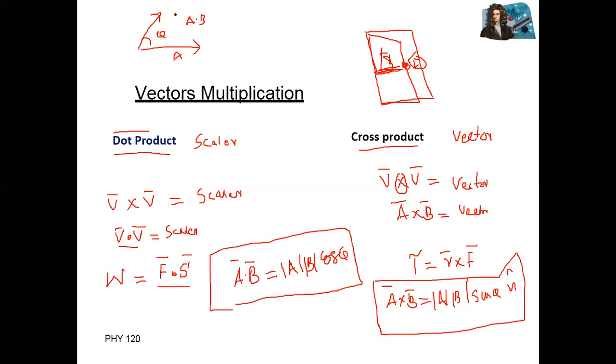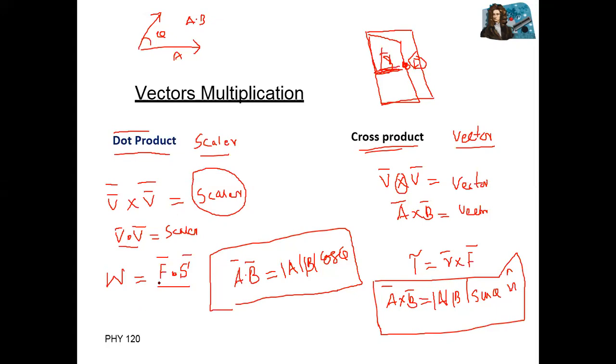Today's topic is multiplication of vectors. When you multiply two vectors, there are two types of multiplication. One is dot product, or we can say scalar product, two names. The other is cross product, or we can say vector product. Dot product or scalar product is a type of product when two vectors multiply, vector number one multiplied with vector number two, and the result of this product is a scalar quantity, like force.